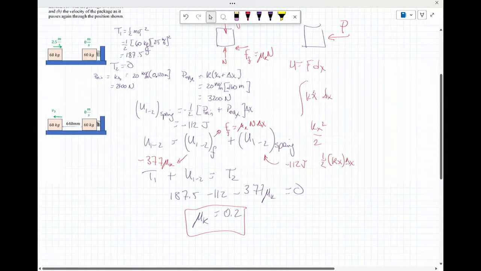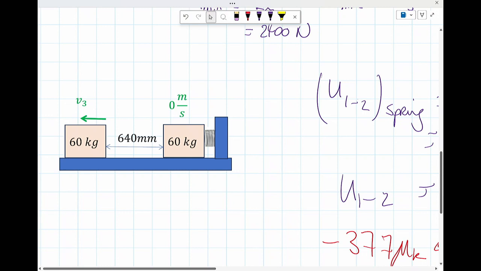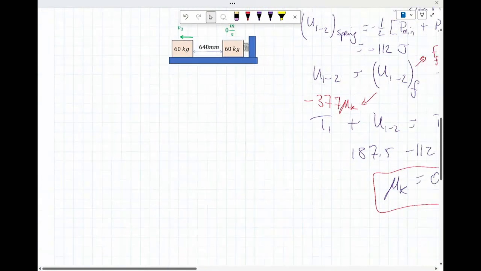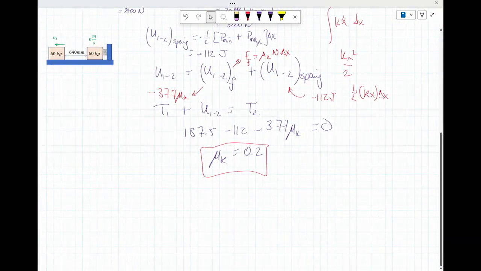And what I'm interested in also is what will happen when I let this thing return to its original position. So the block compresses the spring, and then it's going to travel 640 millimeters back to its original location. And when it travels back to its original location, I have the same thing happening. And I will fix this later, but part B of this problem.